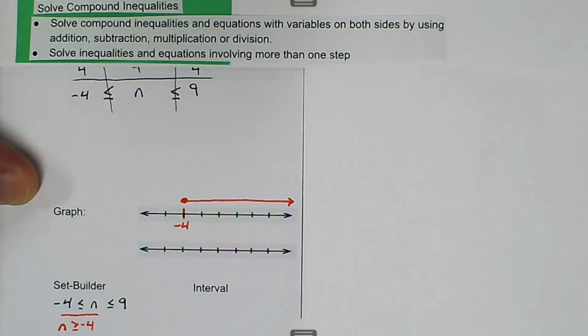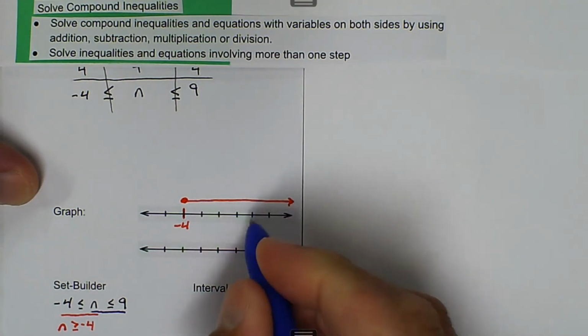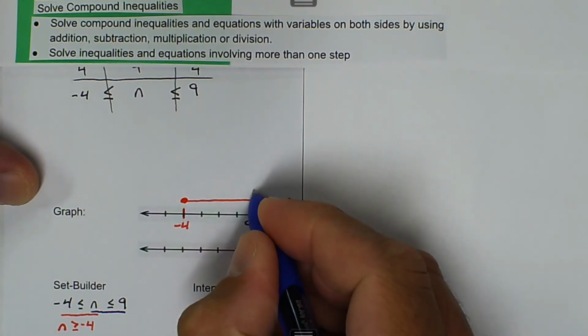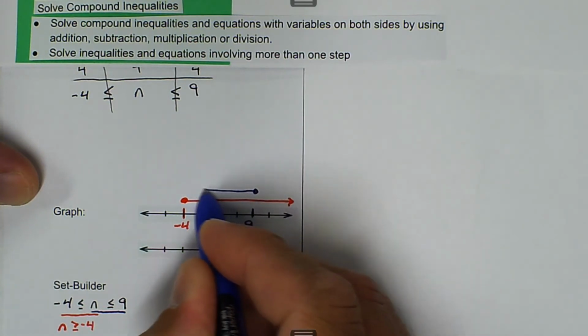And so that will be that one. And then here we have another inequality, which is n is less than or equal to 9. And that one is drawn already in the right direction where the variable's on the left. So we'll just start at 9. And then we have a closed dot at 9, and we'll shade to the left.